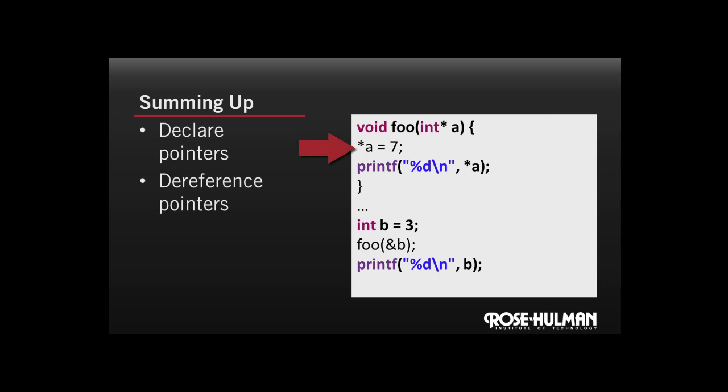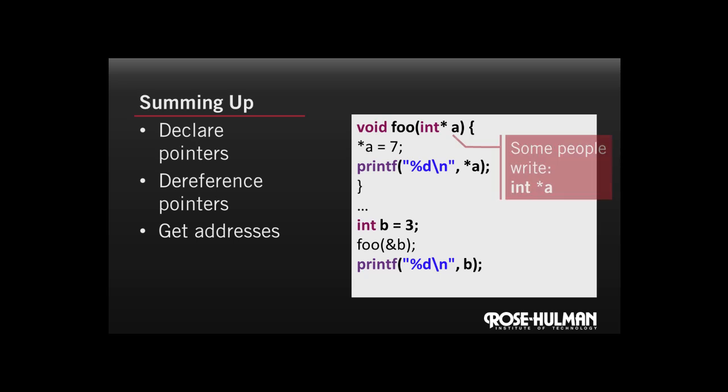The next thing is that we use asterisk also to dereference pointers. So in the second line here, we're dereferencing the pointer a. So that says the thing pointed to by a should get the value 7. And in the third line, in the printf, we're printing the thing pointed to by a. Finally, the third piece of syntax is that we use ampersand to get the address of a variable. So in the second to last line here, we're passing the address of the variable b to the foo function.